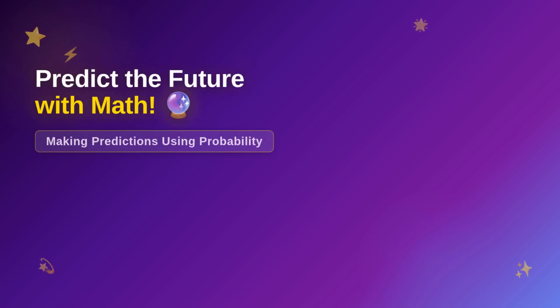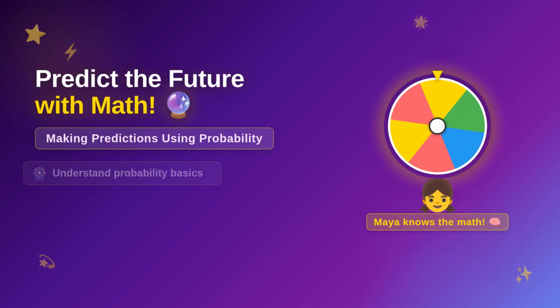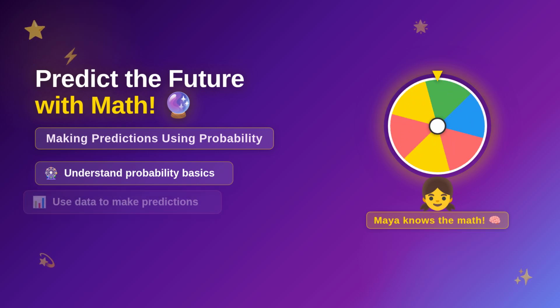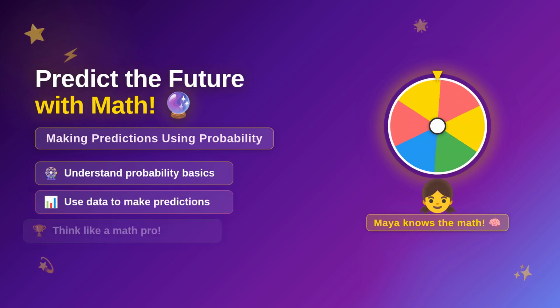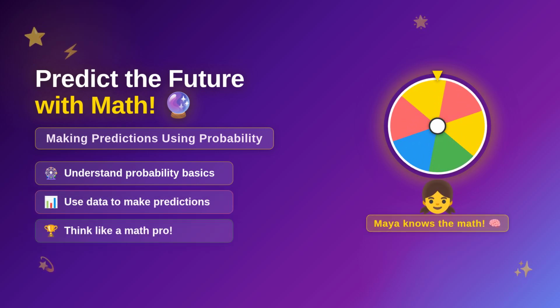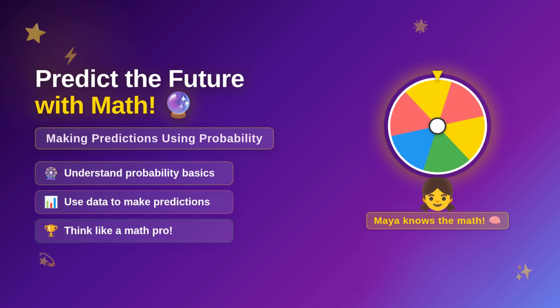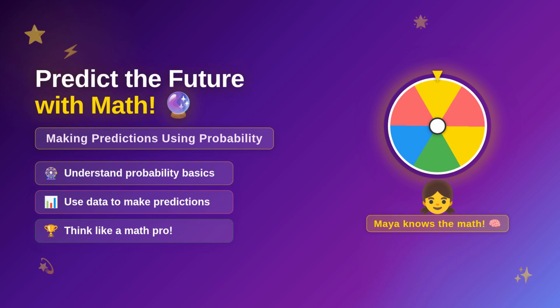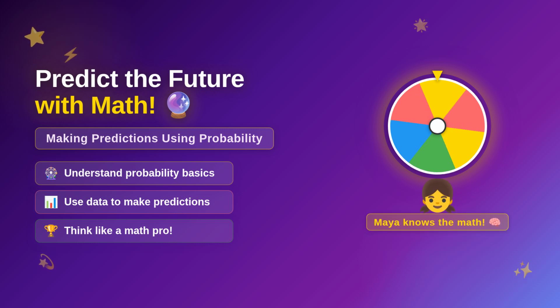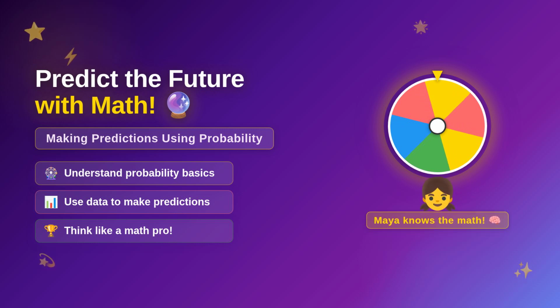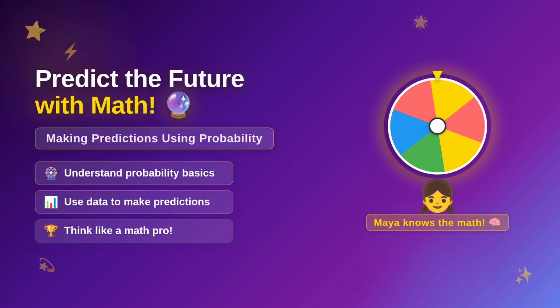Meet Maya. She's at the school carnival, eyeing the prize wheel. Her friends are arguing about which color the spinner will land on most. Maya smiles because she knows something they don't. She knows how to use probability to make a smart prediction. Today, we're going on that same journey. By the end of this video, you'll be able to predict outcomes like a math pro.